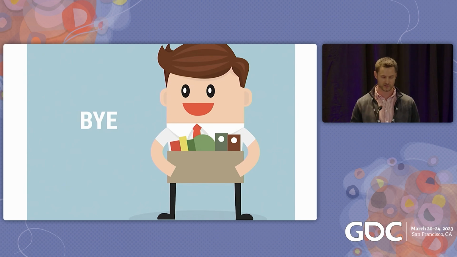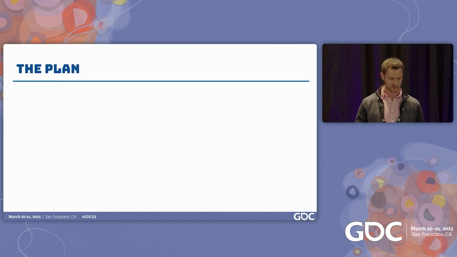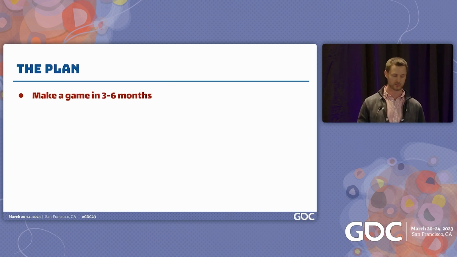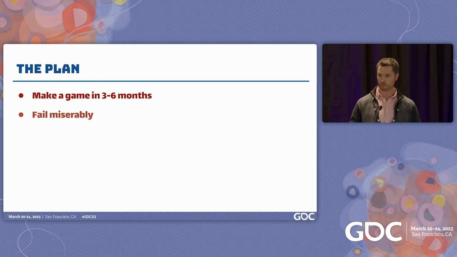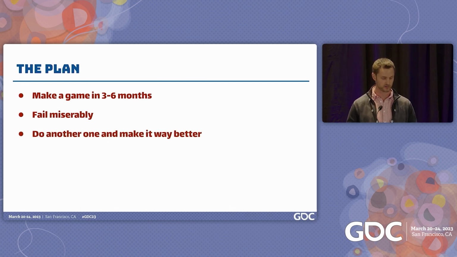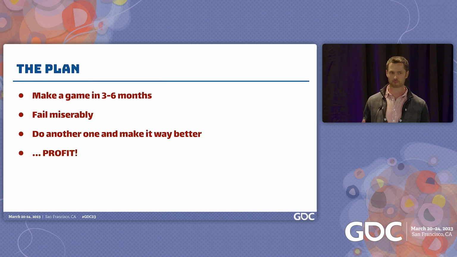I left my job in San Francisco and I moved to Spain because I was kind of scared of the rent prices here and thought this would be a lot safer. And I constructed a plan. That plan was to make a game in about 3 to 6 months. Just do something super fast, super basic, get it done, fail miserably, and then do another one and make it much better. So yeah, what could possibly go wrong? The answer is many things.